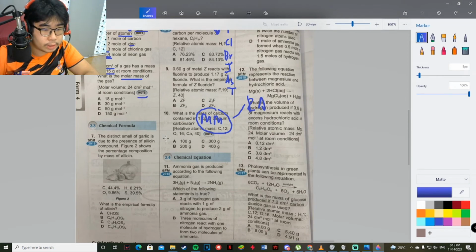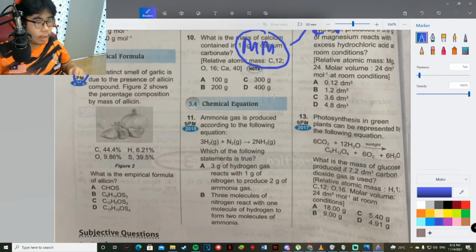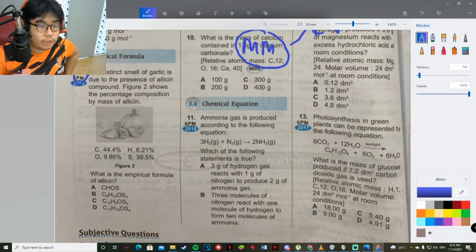Let me see which question is harder to do. Okay, let's try question 17. So it's asking you what is the empirical formula of allicin, which is, I believe, the smell of garlic. And in Form 5, you are supposed to learn a chapter called carbon compound. In carbon compound, there are a couple of homologous series like alkene, alkane, alkyne, alcohol, carboxylic acid, but the most important thing is ester.